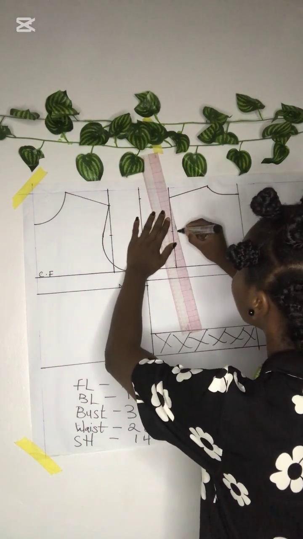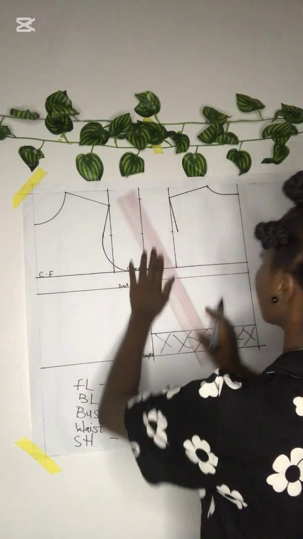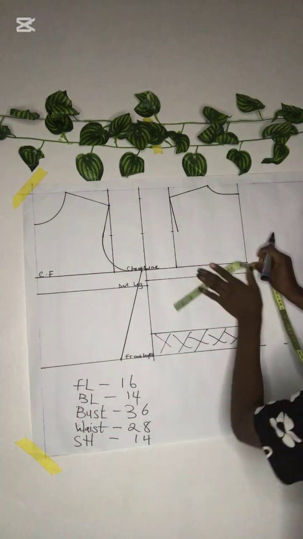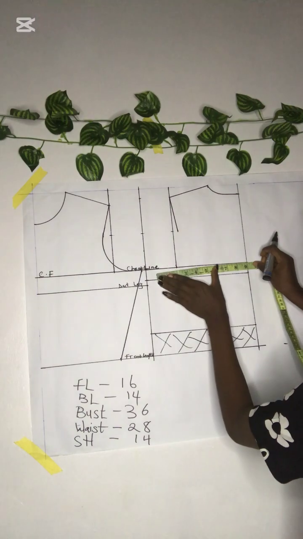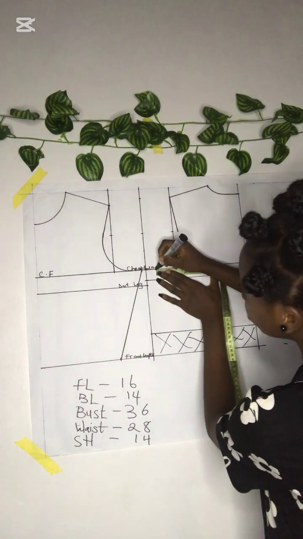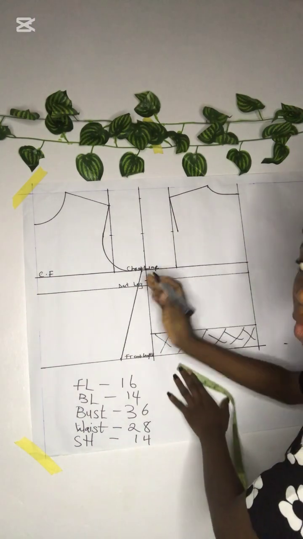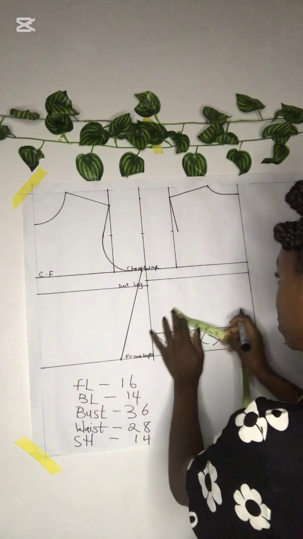Okay, let's do the slope first. For the slope, you go down by 1 inch. We went down by 1.5 at the front, but for the back, you go down by 1 inch. And then for this slanted part that we got here, we went in by 0.5. We went by 0.75 for the front, but for the back, 0.5.